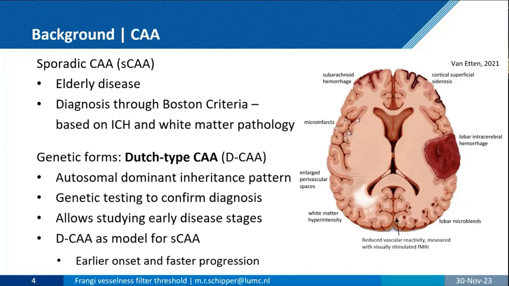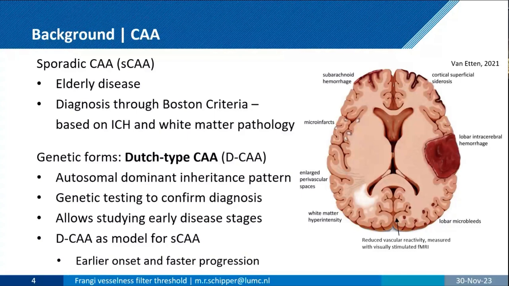There are, however, also genetic forms, and one of these genetic forms is Dutch type CAA, among Dutch people also known as the kat-ziekte. It has an autosomal dominant inheritance pattern, and that means that if you have the gene mutation, you will get the disease, and the chance that you pass it on to your child is 50%. We can use genetic testing to confirm this diagnosis, and this also allows us to study this disease in the early disease stages.